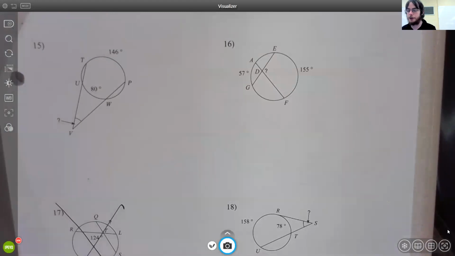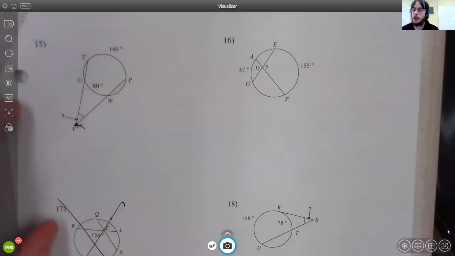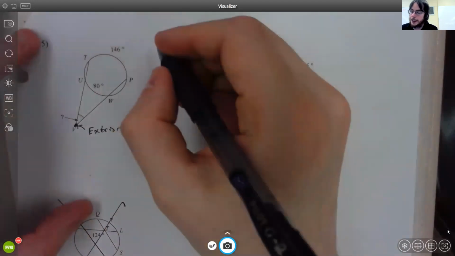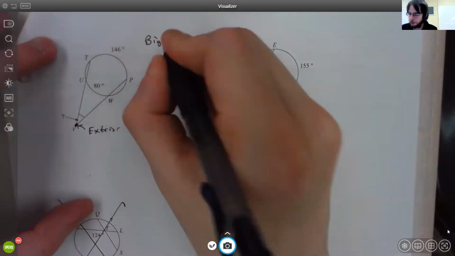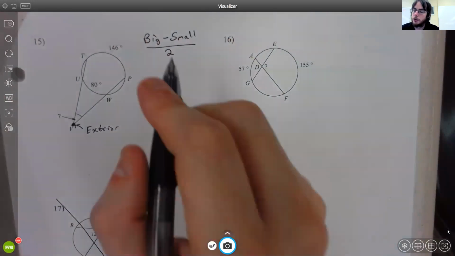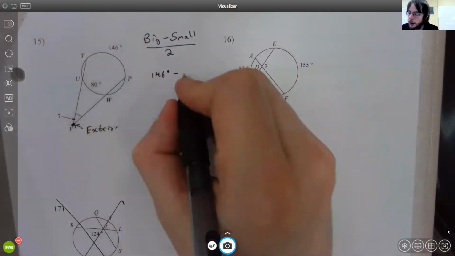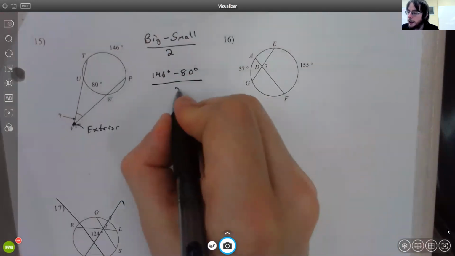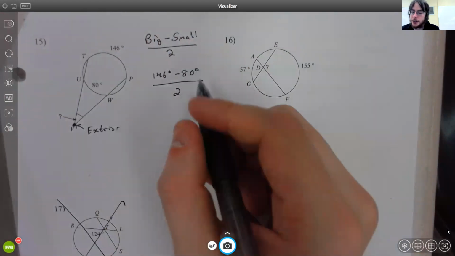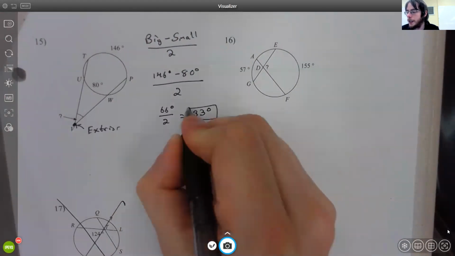All right, so let's look at number 15. Our vertex is outside the circle. So that means this is an exterior angle. So to find an exterior angle, we take our big minus small and divide by 2. So our large arc is 146, minus our small arc, which is 80, and then divide by 2. 146 minus 80 is 66, divided by 2 gives us 33 degrees.